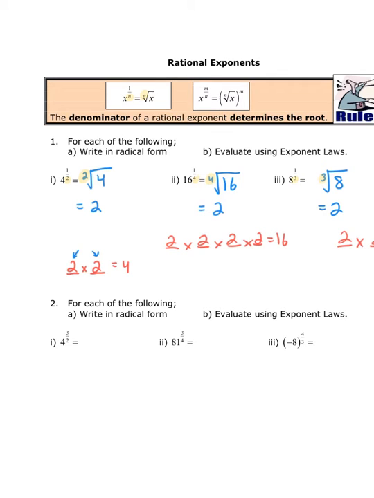So now let's look at what happens when you have a number in the numerator other than 1. So we'll call it m. So n is still our denominator, that's still our root, but the m value, the numerator, becomes our exponent. So now let's look at 3 examples using this rule.